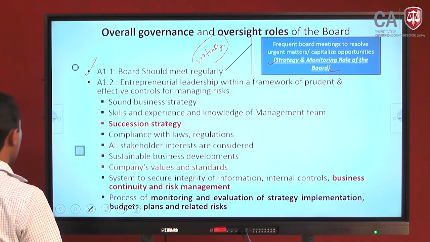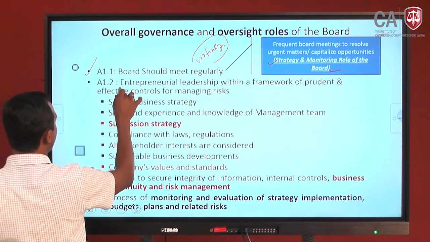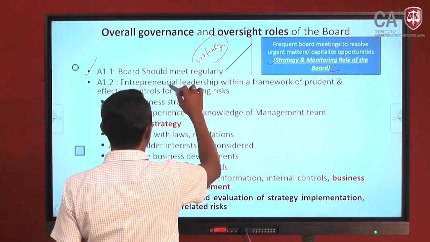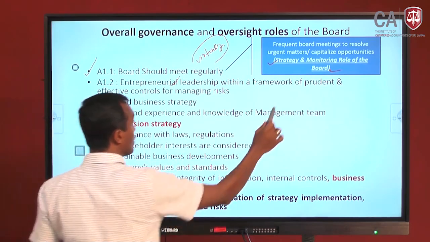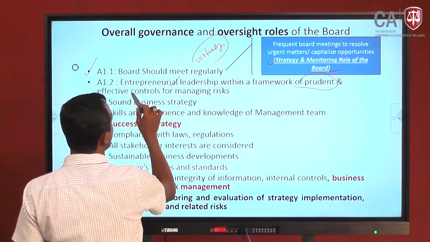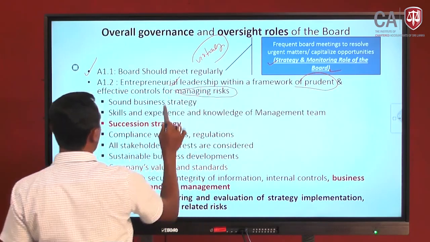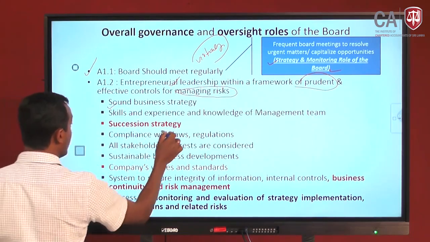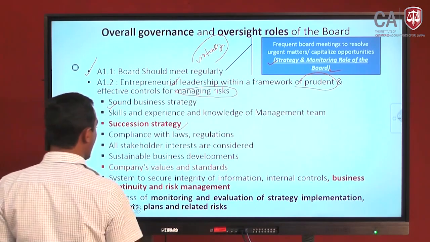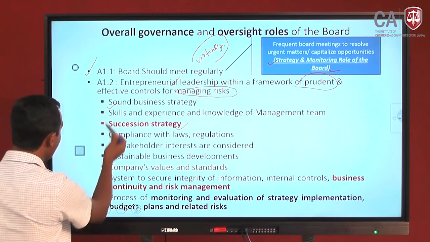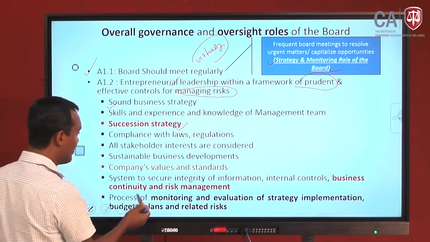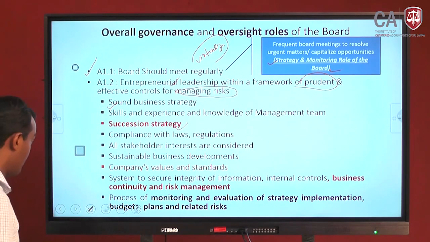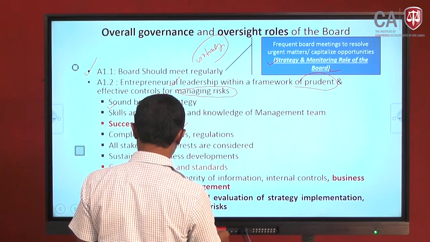And then, now you can open the book and read. Now we are converting this part to an answer. Section 1.2 of corporate governance says the board should have entrepreneurial leadership, making money, but within a framework of prudent and effective controls for managing risk, which means this is broadly risk management. There they talk about having a good business strategy and the skill and experience, succession strategy, laws and regulation, company's values. Somewhere in the same paragraph it says business continuity and risk management. These are the areas where you can easily connect and write your answer. And finally, the last point: performance monitoring and evaluation of strategy implementation plans.